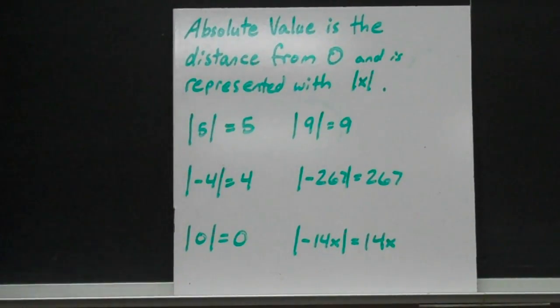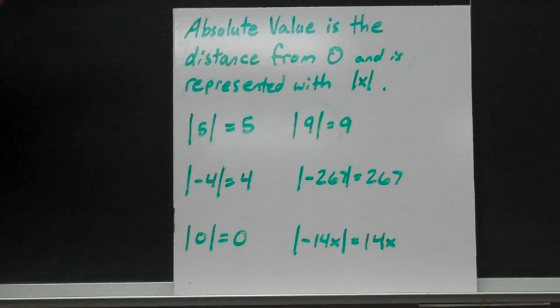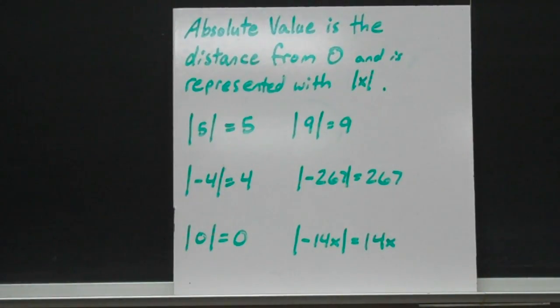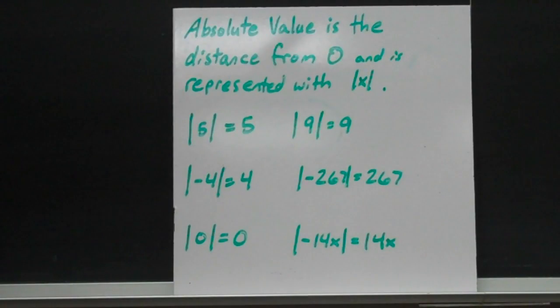This is our lesson on solving equations with absolute value. The first thing that we need to look at is what exactly is absolute value. Absolute value is the distance from 0 and is represented with this symbol, an X between two straight lines. They look kind of like L's or 1s. Okay. So the distance from 0. Distance from 0 is always positive.